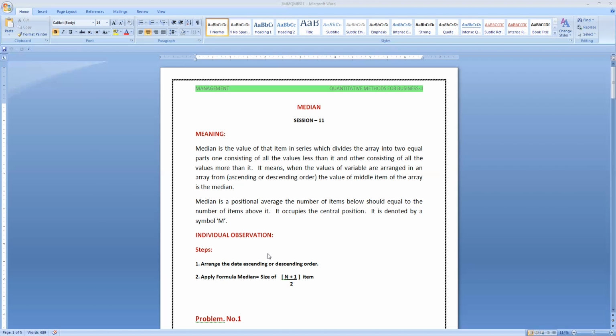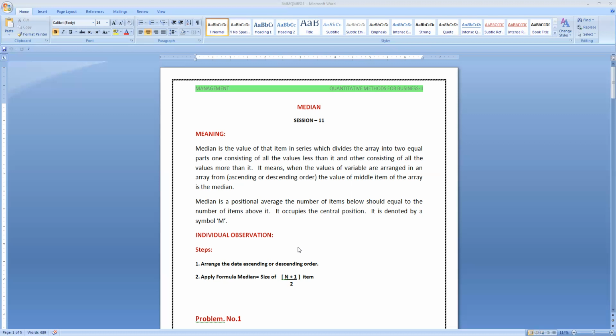So it is called a positional average, because it occupies the central position. And this median we are going to denote with the alphabet M. We know that we have to calculate the averages under three series: individual series, discrete series and continuous series. In this session, we are going to have problems relating to individual and discrete series. Individual series means it relates only to the observations or the variable values that we collected.